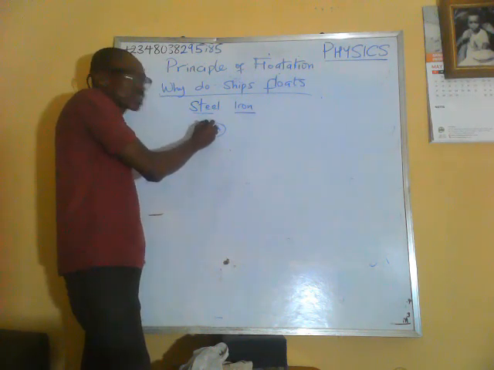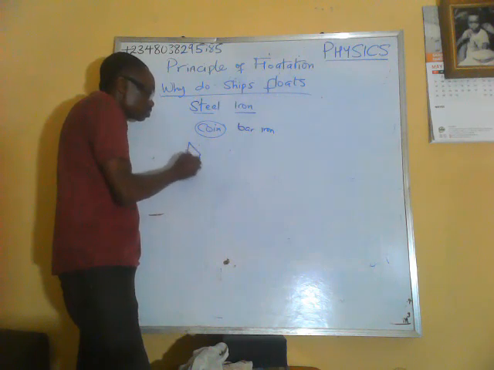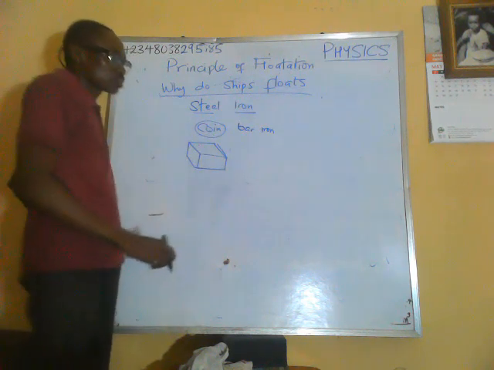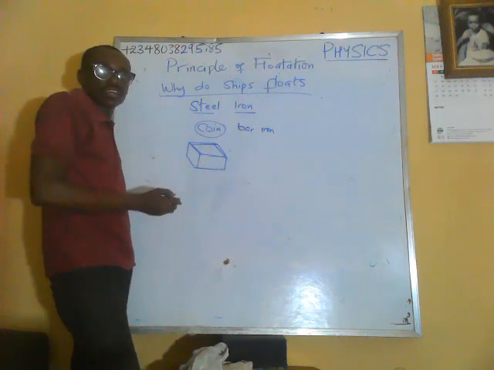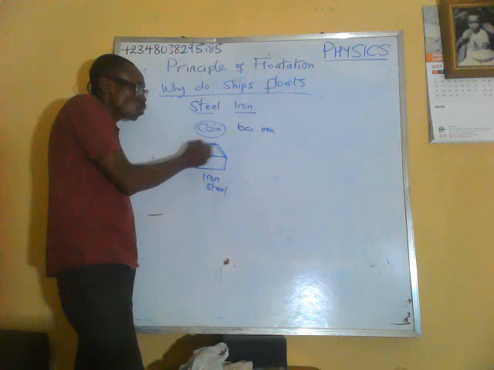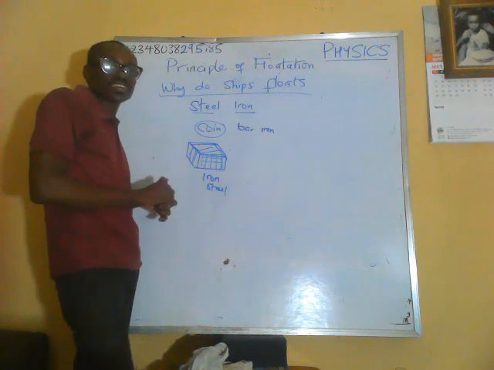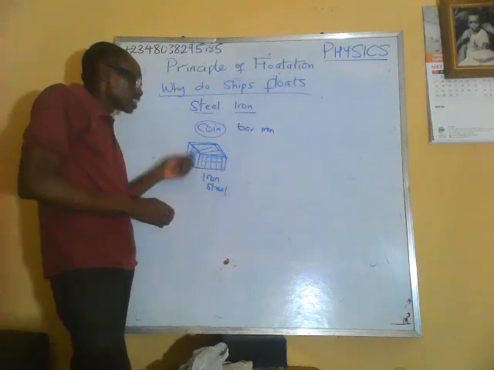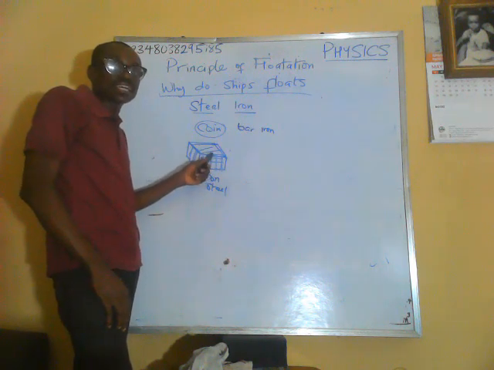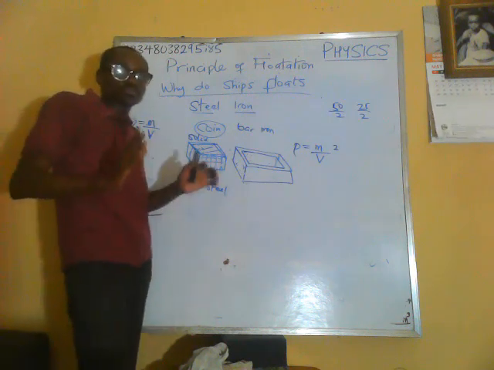Unlike the coin, or even a bar of iron or a bar of steel. Let's look at something like this, of iron or steel, where everything is solid, as in there is no hole inside. This is completely solid iron. This is solid steel. There is no hollow. There is no space. If you put this inside water, it's going to sink to the bottom, because the density of this iron bar is actually greater than the density of water. But I'm going to explain with respect to the ship.